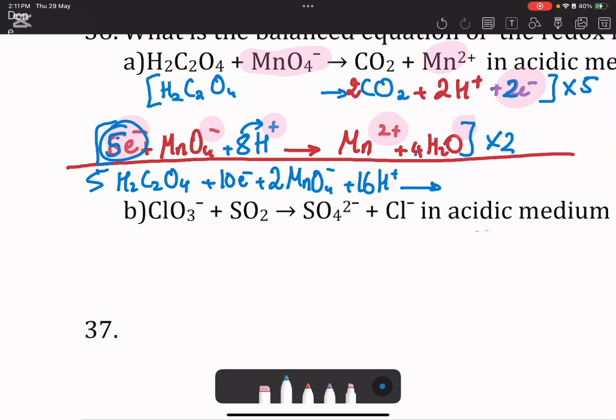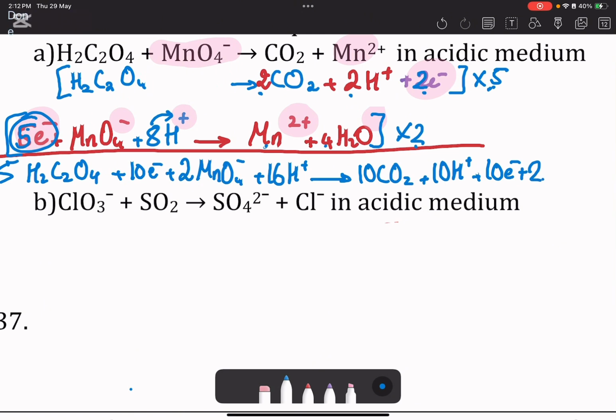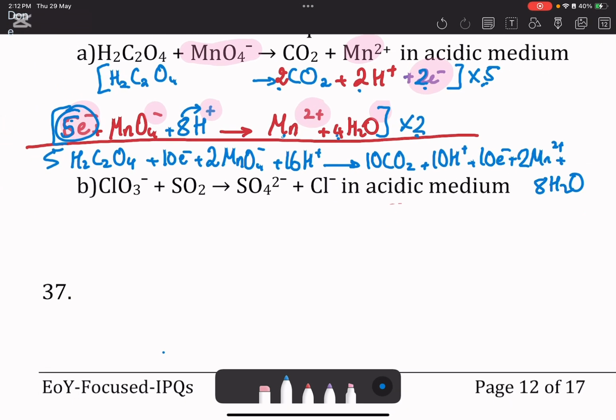Now I reached the arrow. 5 times 2, 10 CO2. 5 times 2, 10 H plus. 5 times 2, 10 electrons. 2 times Mn. And 2 times 4, that's an 8 H2O. Now when I look at the equation, I'll find electrons on both sides. I can cancel them. So I'm gonna erase the electrons here. They cancel out.